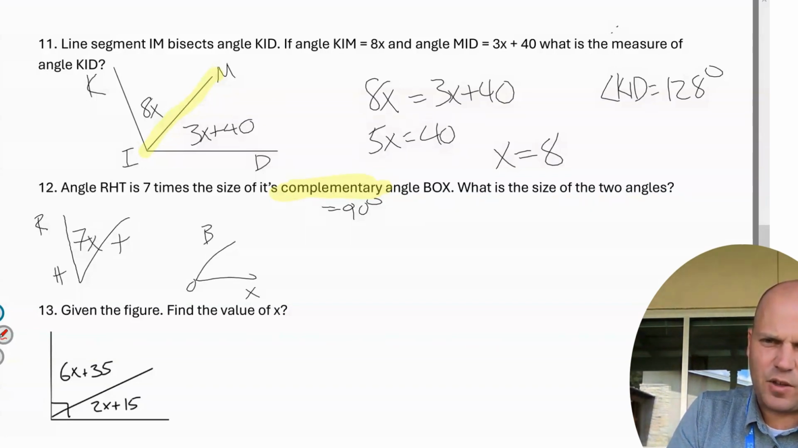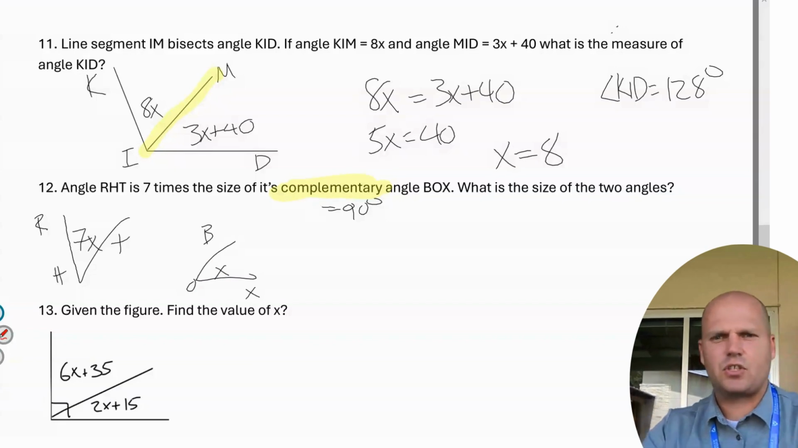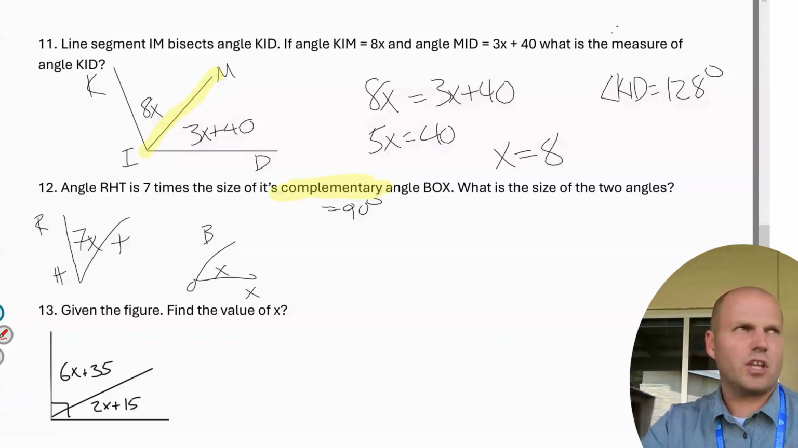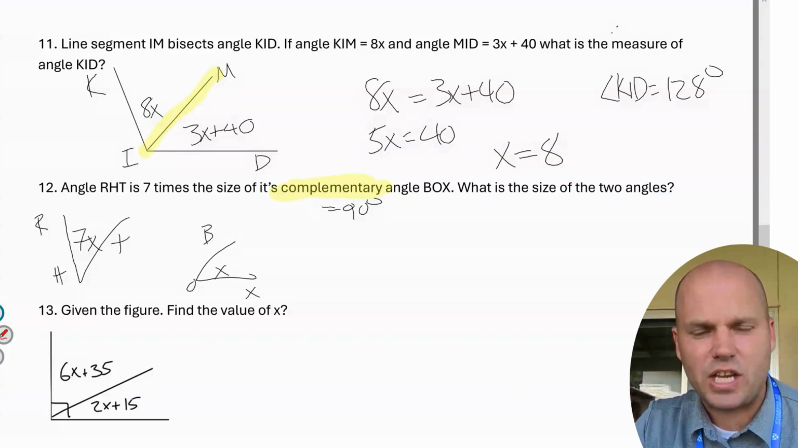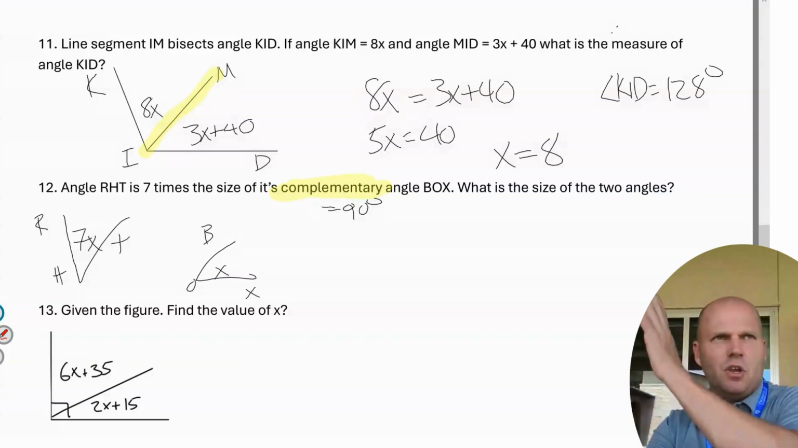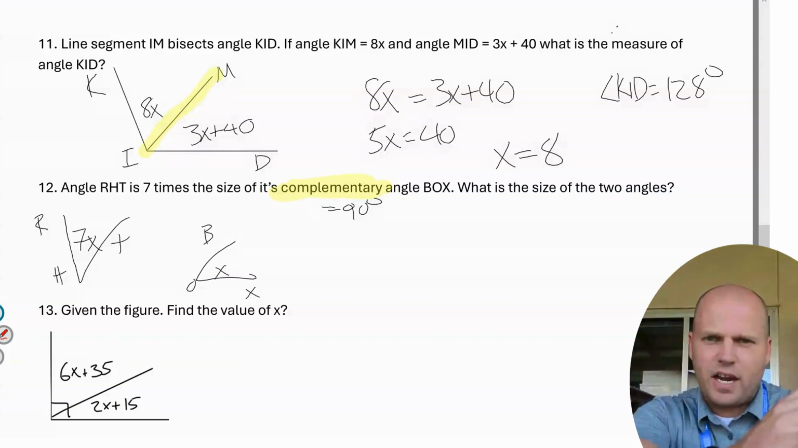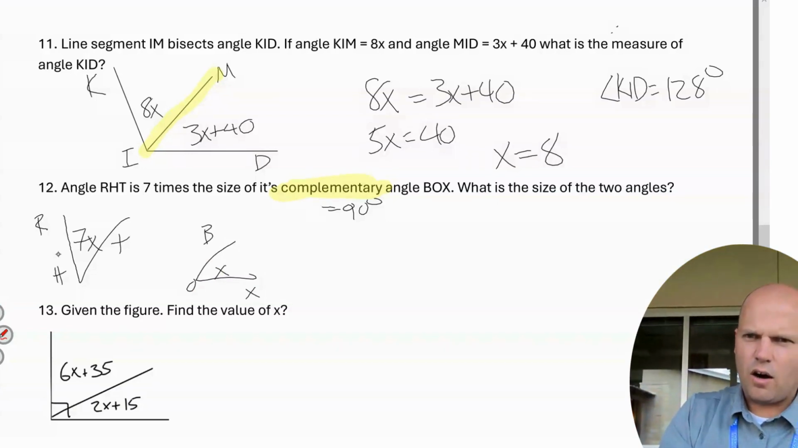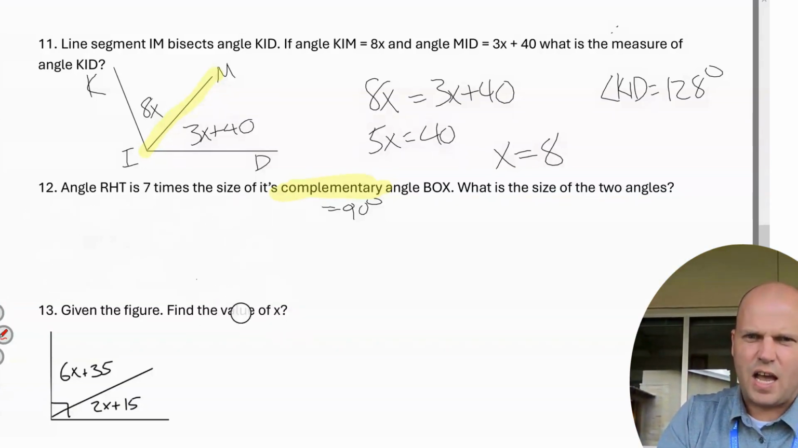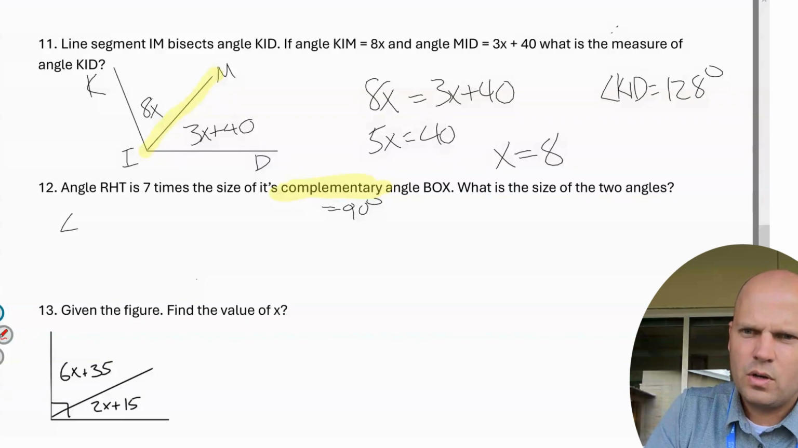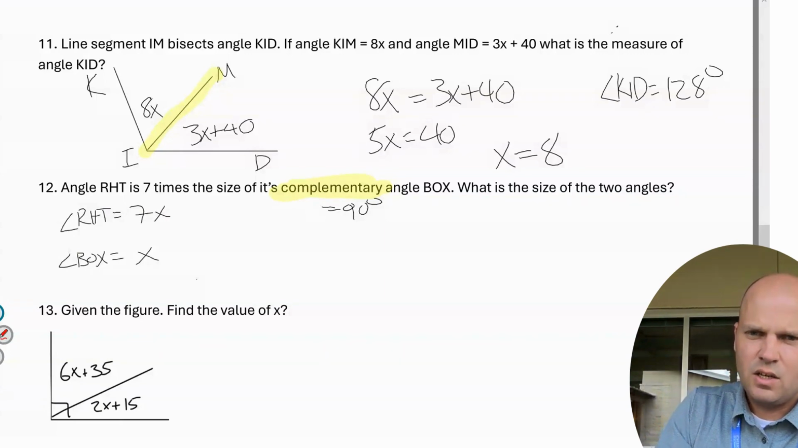I mean, it is kind of confusing because they're two different angles in two different locations. They're not really using any of the same side lengths. So we're talking about just one angle over here and another angle over here. RHT is 7 times BOX. So RHT is 7x, BOX is just x. Adding them together, we should get 90 degrees.